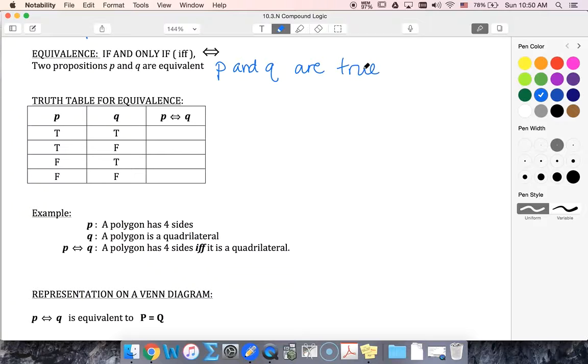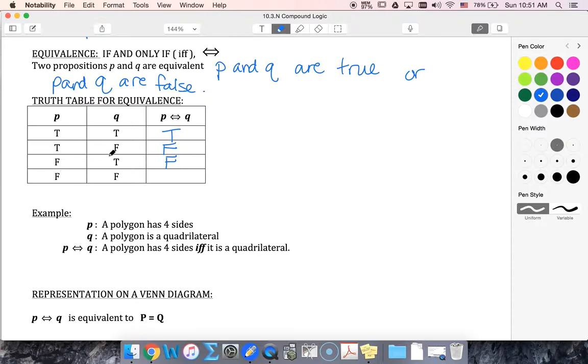are true, or P and Q are false. So P is true if and only if Q is true, or P is false if and only if Q is false. So if P is true and Q is true, then my equivalence statement is true. If P is true and Q is false, well, P is true if and only if Q is true, that is not a true statement.